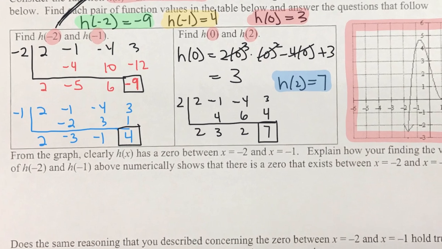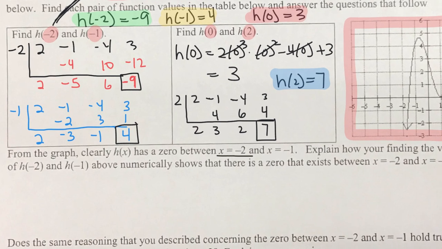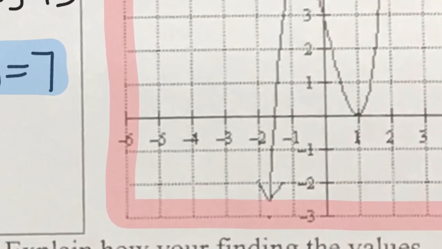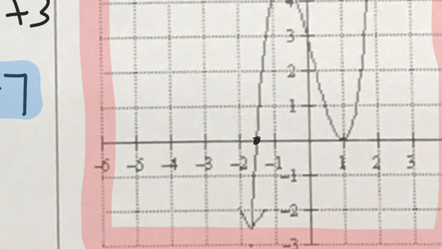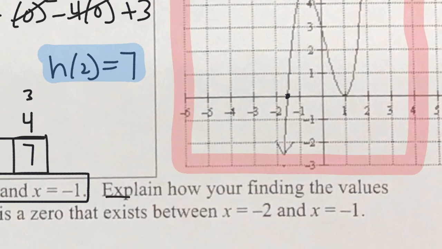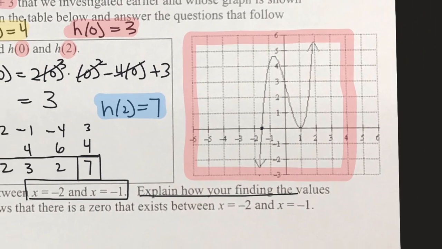Okay, but it says on the graph, clearly there's a 0 between -2 and -1. Right? Somewhere between -2 and -1, the graph crosses the x-axis. Okay? We're not exactly sure where, and we're not going to approximate it with a decimal. We just know that it does cross there. Okay? And then it says, explain how your findings lead to this description.